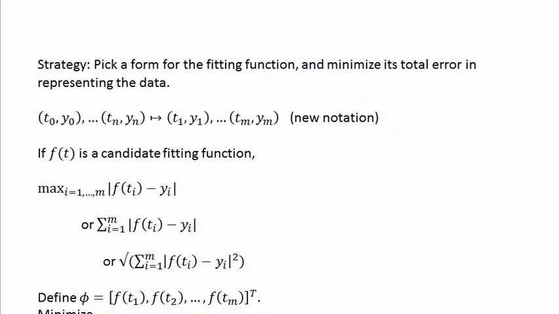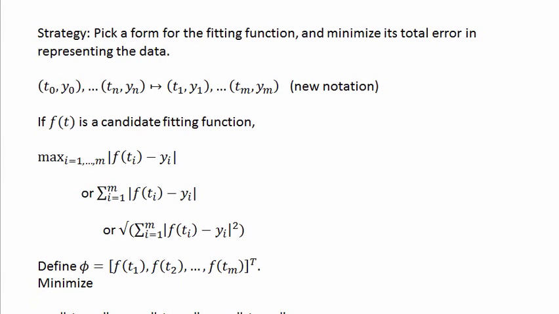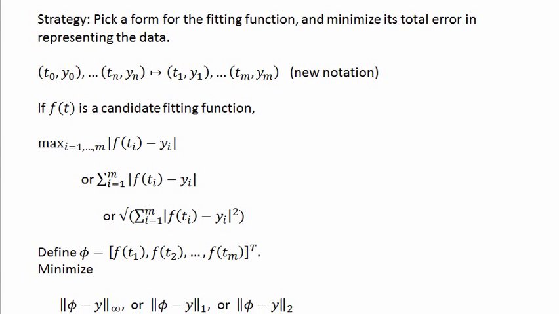So our strategy for data fitting, least squares data fitting, is to pick some sort of standardized form for the function that we're going to use in the fit. So it has some empty open parameters in it, but it's otherwise well defined. And then we'll define some sort of error on how well it approximates the data, and minimize that error.